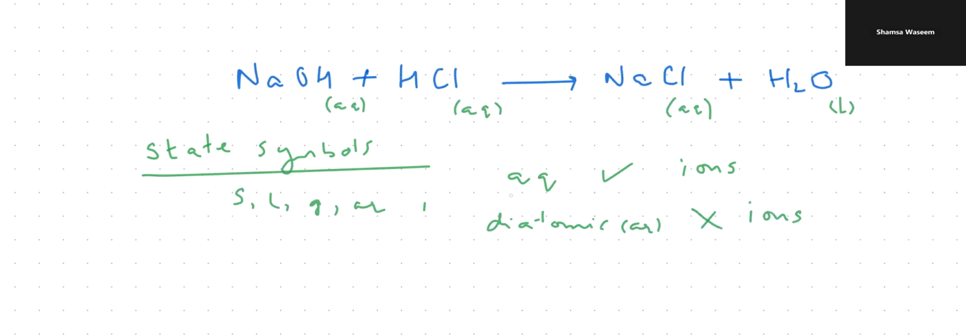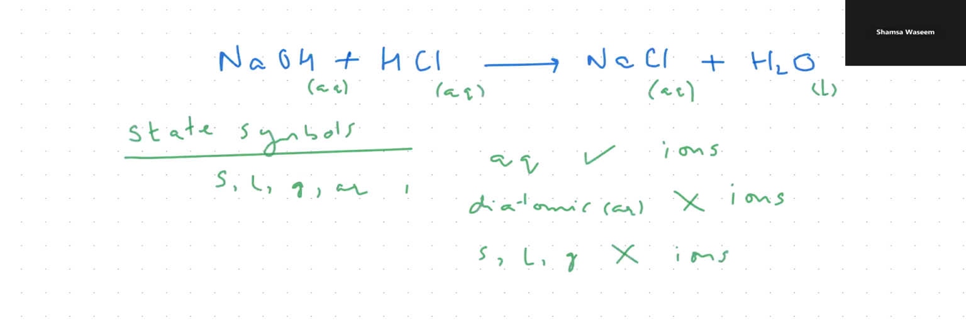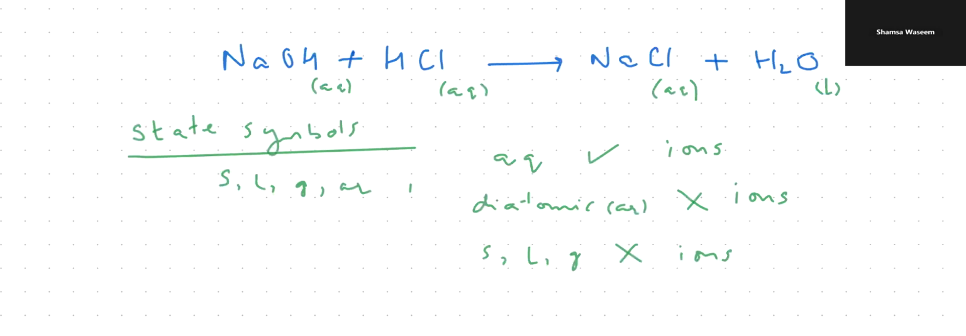The substances which are solid, liquid, and gas are not ionized. They are not supposed to be dissociated or written in the form of ions, right? I hope it's clear till here. Now I'm going to break this sodium hydroxide into ions because it is in aqueous form. So it's going to give us sodium ions and hydroxide ions, right? I will also break this hydrochloric acid into ions because it is aqueous. If it is dissociated, it will give us hydrogen ions and chloride ions.